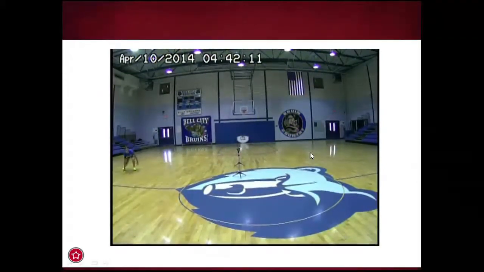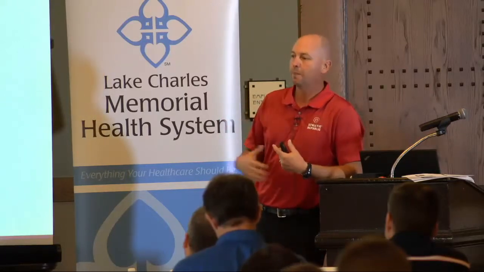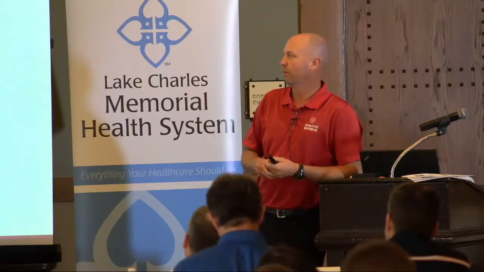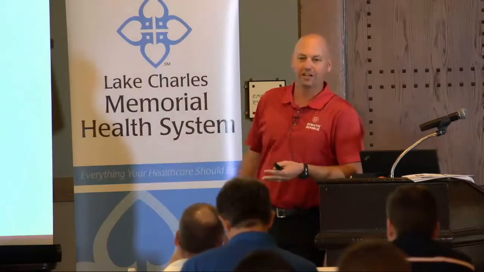So the adjustments we're looking at making going into year 2 is we found that the coaches and athletes still don't exactly know what they're doing. So we're looking at creating some sort of brochures that we can hand out to the coaches and athletes ahead of time and kind of keep them informed of what we're doing. We have the lighting issue. We're looking at trying to create a green screen, kind of like they do with the weather, in order to try to kill some of those deflections in order to save time on our setup with the 3D cameras.